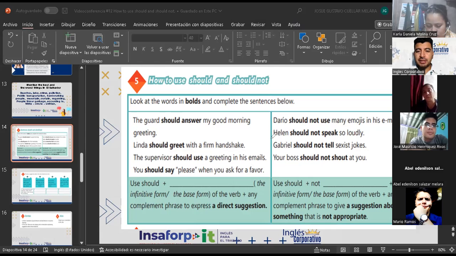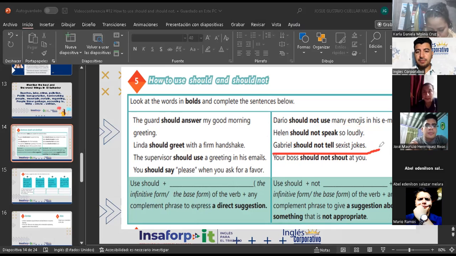Can you read the second, Helen? And then Oscar. Helen should not speak so loudly. Yes, loudly es fuertemente. There are people who speak loud or loudly, hablan fuerte, como con un megáfono. Oscar, and then Laura.